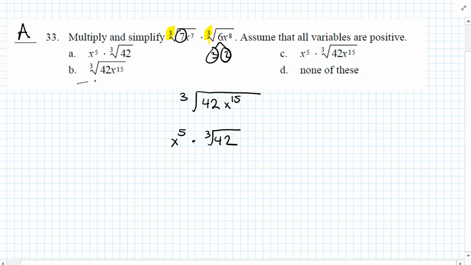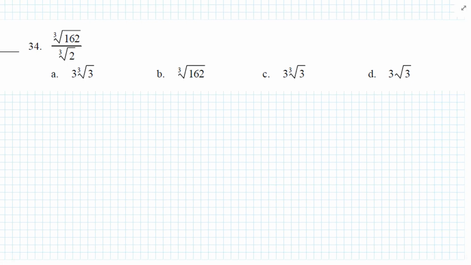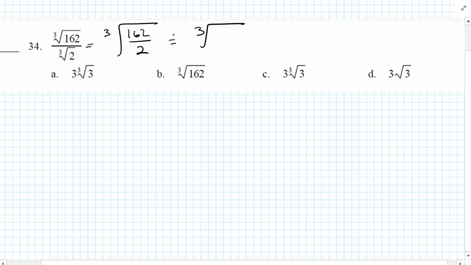A lot of you guys would see B, but you've got to simplify. It says it right there. Simplify. 34. Cube root of 162 over the cube root of 2. Are the cube roots the same? Yes. So we can just really rewrite this as the cube root of 162 over 2. The cube root of 81.